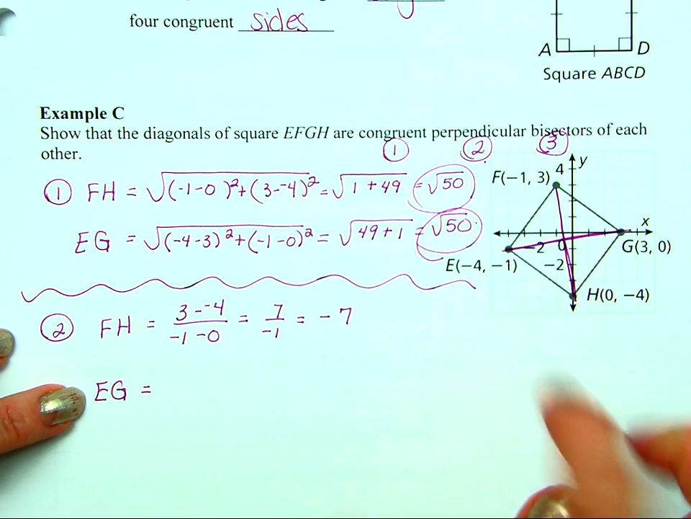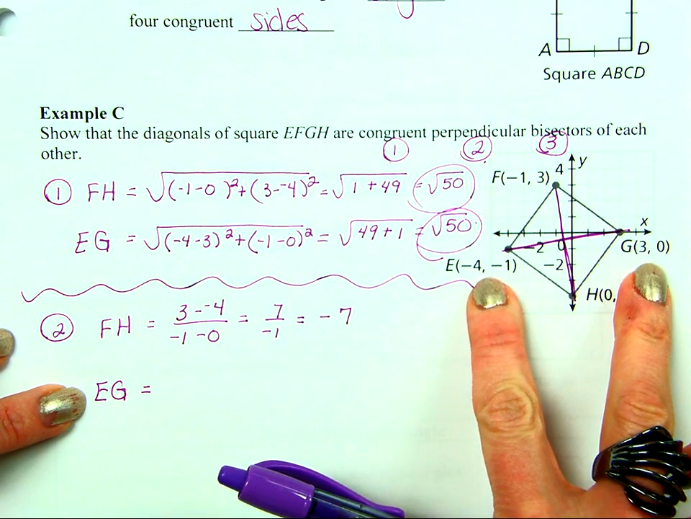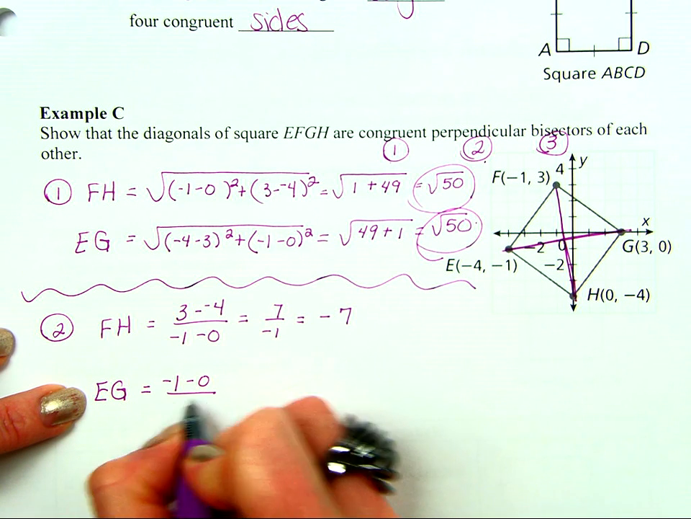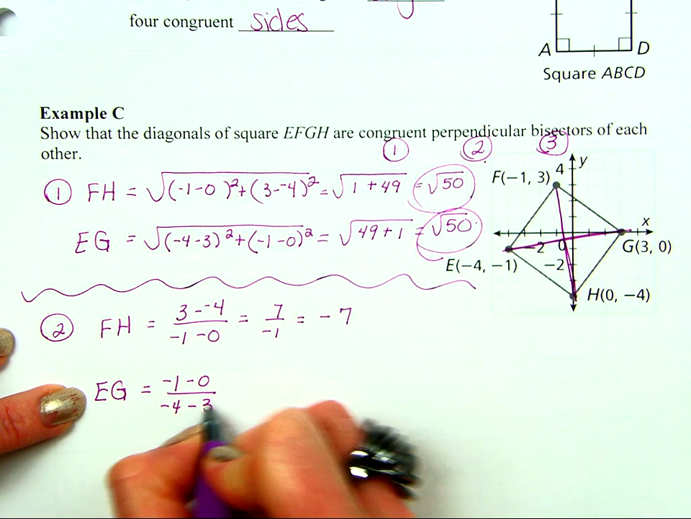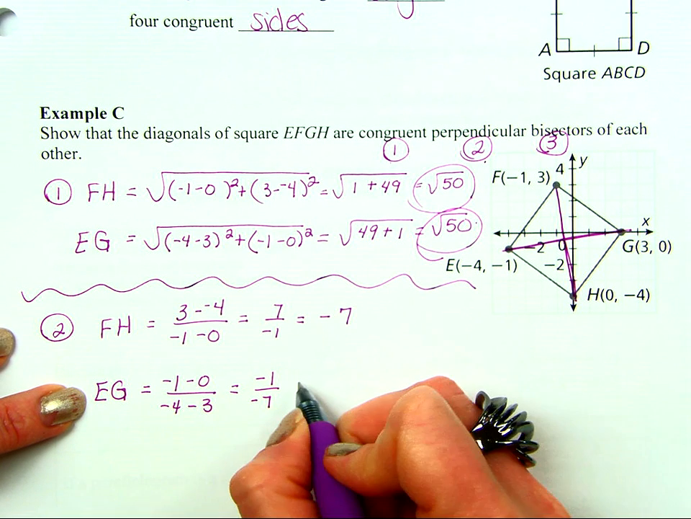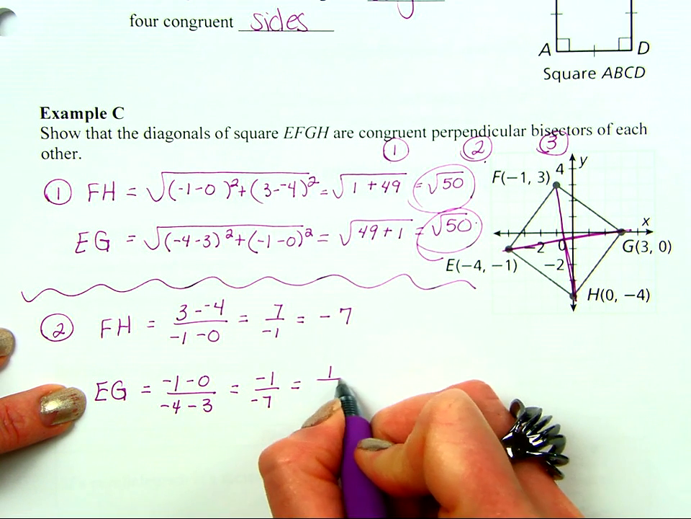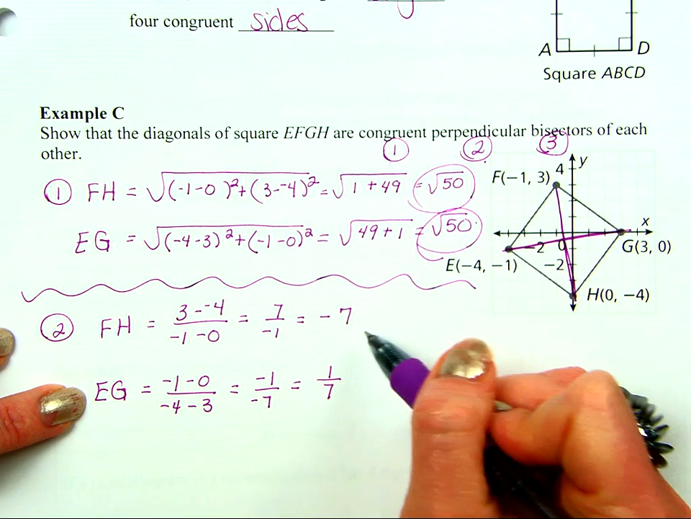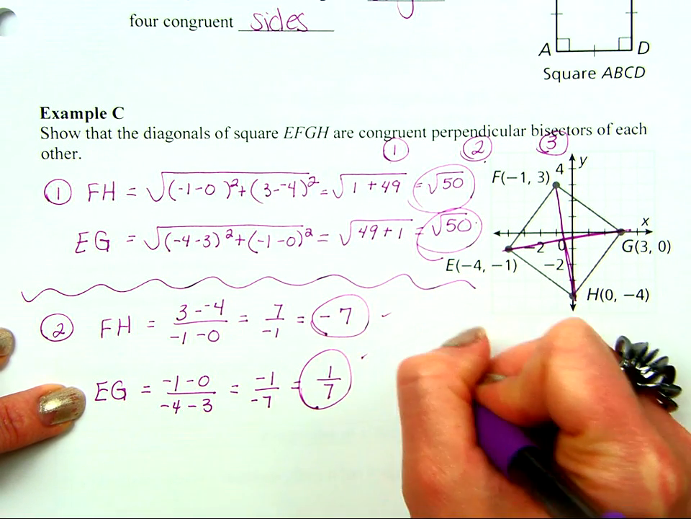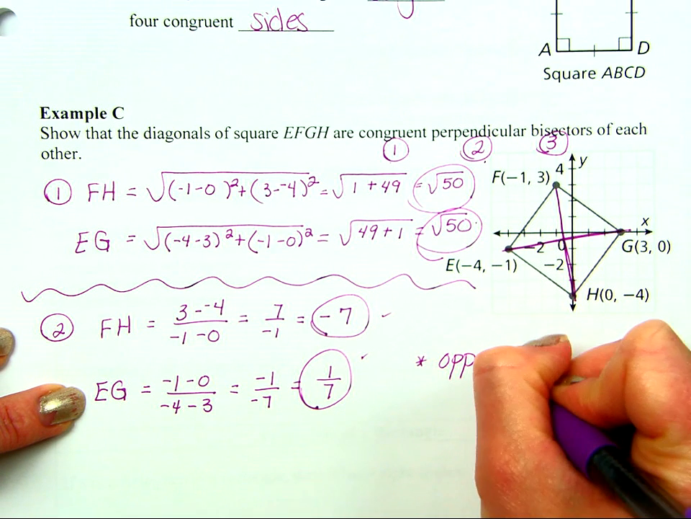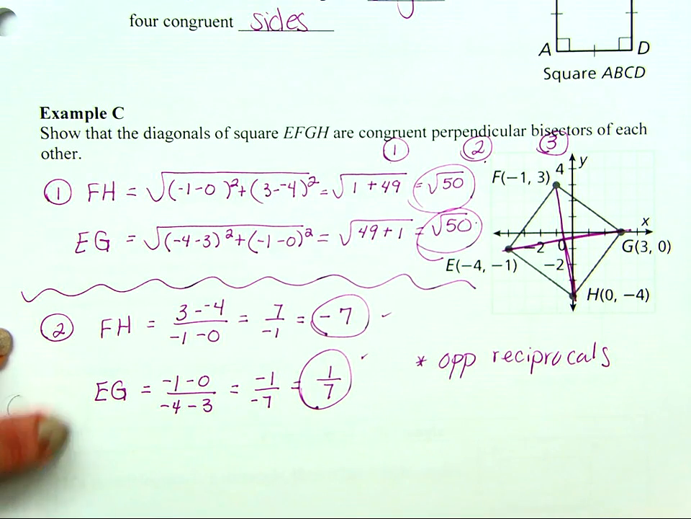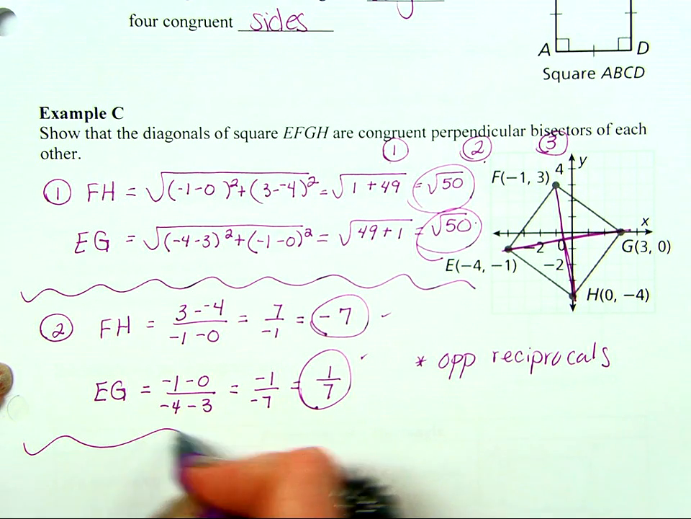Now I'm going to find my slope for EG. Same steps, y minus y over x minus x. Negative 1 over negative 7 is going to give me positive 1 seventh. Now is this okay? A negative 7 and a positive 1 seventh? Yes, because those are opposite reciprocals. So that's going to show that my 2 lines are perpendicular.